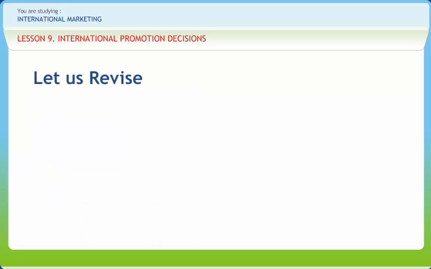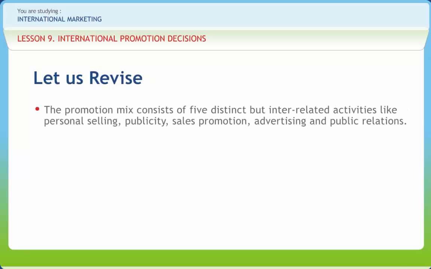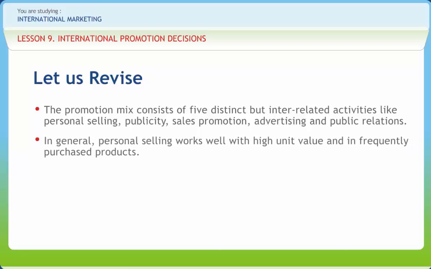Before we end, let us briefly revise what we have studied so far. The promotion mix consists of 5 distinct but interrelated activities: personal selling, publicity, sales promotion, advertising, and public relations. The cost of personal selling is very high. The effectiveness of personal selling is also a function of product type. In general, personal selling works well with high unit value and infrequently purchased products.